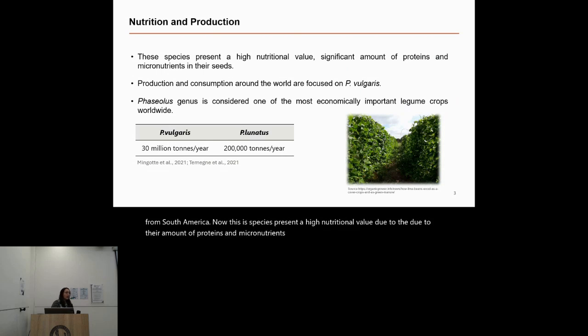Now, these species present a high nutritional value due to their amount of proteins and micronutrients in their seeds. And the production and consumption around the world are focused on Phaseolus vulgaris, with an estimated production of 30 million tons per year, followed by Phaseolus lunatus, with an estimated production of 200,000 tons per year. The Phaseolus genus is considered one of the most economically important legume crops worldwide.